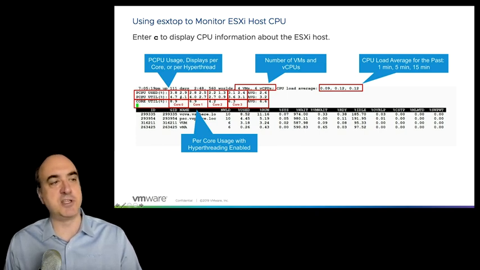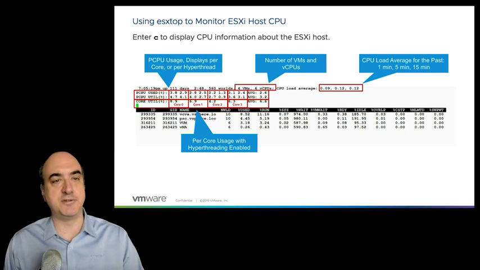So we see the 2 hyperthreads for the first core, the next 2 hyperthreads for the next core, and so on and so forth. And you'll probably note that these numbers generally will be very closely adding up to whatever the core utilization is. It may not be exact, it may not be precise. That's usually due to either rounding or just the sample interval.